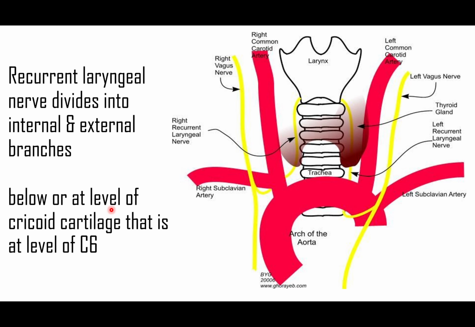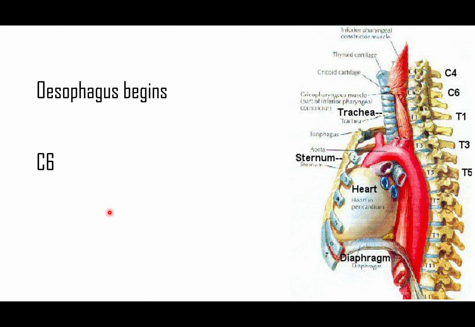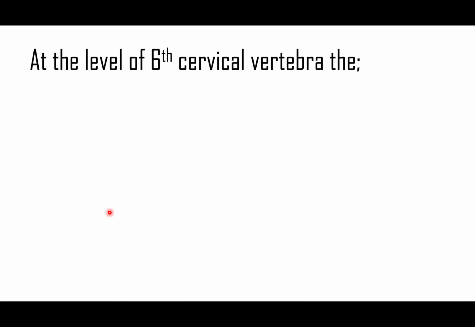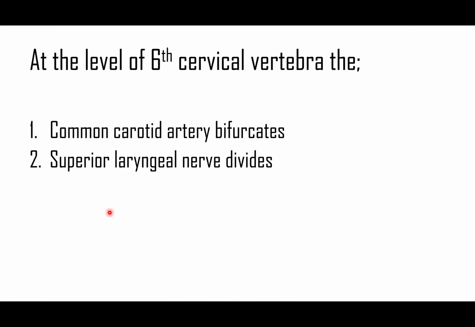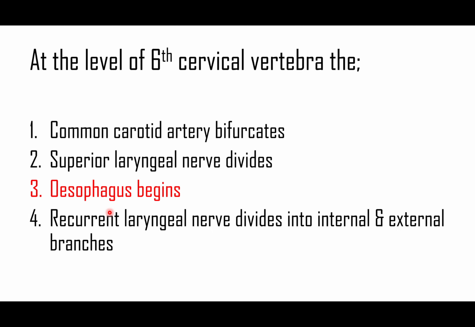So when we talk about the esophagus or recurrent laryngeal nerve division, there comes a confusion. But as we know that sometimes it divides below or at the level, we will prefer our third option, that at the C6 level the esophagus begins. So we can answer this MCQ: at the level of the 6th cervical vertebra, the common carotid artery doesn't bifurcate, the superior laryngeal nerve doesn't divide, but the esophagus begins, and the recurrent laryngeal nerve divides into internal and external branches mostly below or at the level. So we will prefer the answer that the esophagus begins at the level of the 6th cervical vertebra.